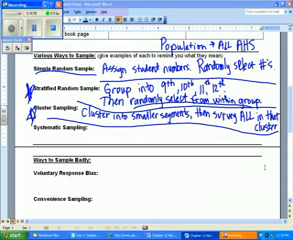Okay, all right, systematic sampling, it's really easy. Number everyone.